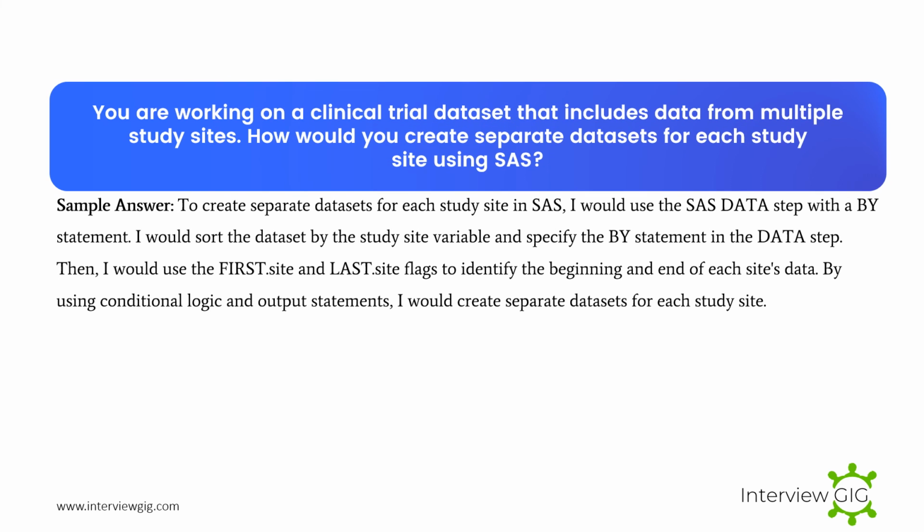You are working on a clinical trial dataset that includes data from multiple study sites. How would you create separate datasets for each study site using SAS? Sample answer. To create separate datasets for each study site in SAS, I would use the SAS data step with a by statement. I would sort the dataset by the study site variable and specify the by statement in the data step. Then, I would use the first.site and last.site flags to identify the beginning and end of each site's data. By using conditional logic and output statements, I would create separate datasets for each study site.